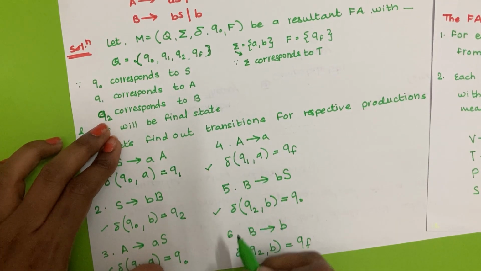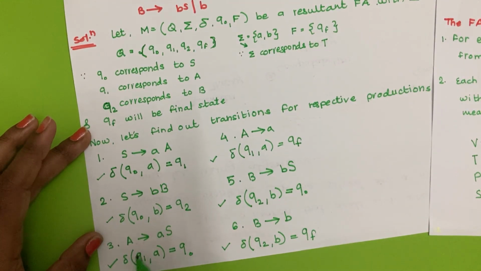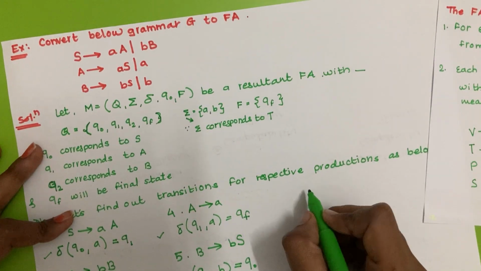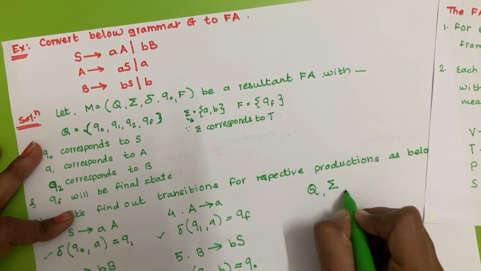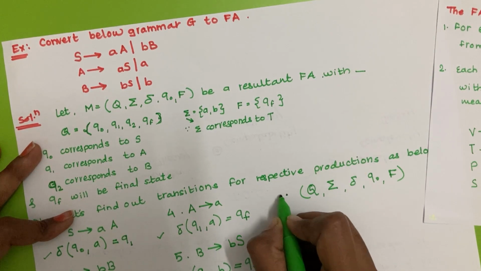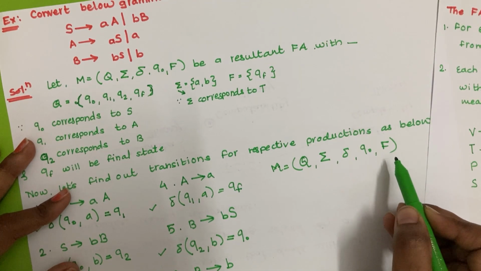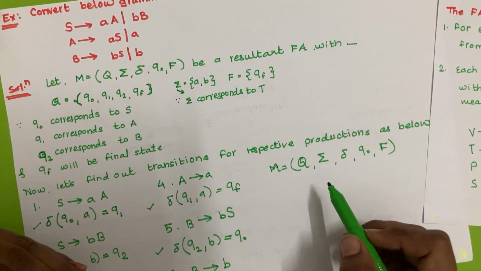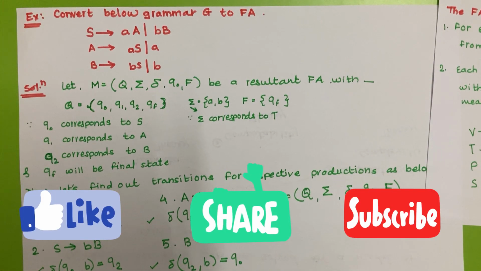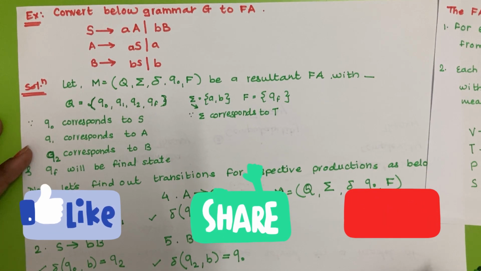So here we have got the set of transitions, that is delta. I have listed here all the resultant transitions of the finite automata. We have the set Q, then sigma, then delta, then Q0 and F. So we have M, and we have found all the tuples of the finite automata that result from the given regular grammar. I hope you have understood this video and the method of conversion of grammar to finite automata.